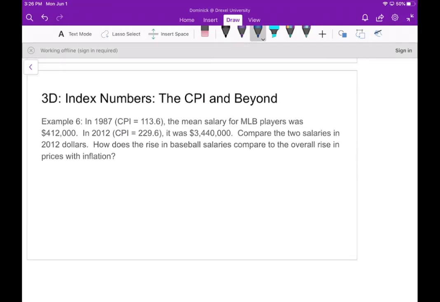In 1987, where the CPI was 113.6, the mean salary for MLB players was $412,000. In 2012, the mean salary was $3,440,000. Now we're going to compare the two salaries in 2012 dollars, and we'll see how these prices compare to how they should have risen with inflation, right? So if we base this on inflation, let's do that part first.